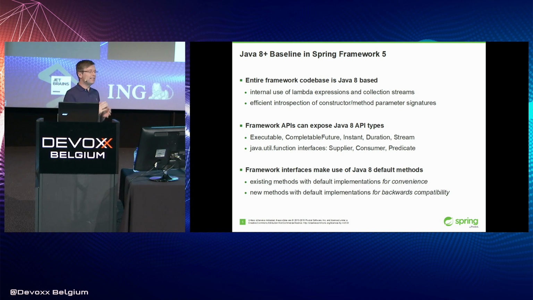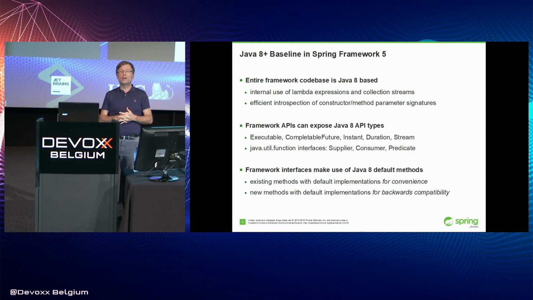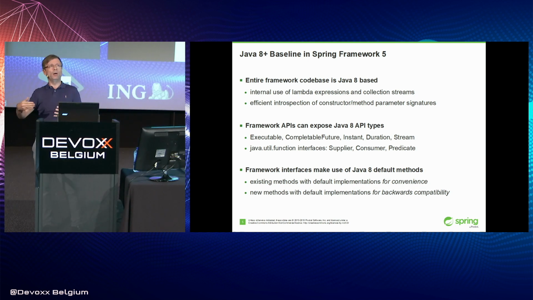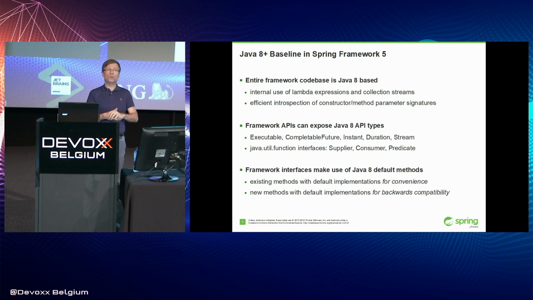We literally revisited the entire code base, touched almost every source file, and updated it for Java 8 conventions and a few further conventions that were being added. But primarily the Java 8 upgrade. Internal use of lambdas, method references wherever we can. Internal use of collection streams where that makes sense. Internal use of some of the reflection enhancements.